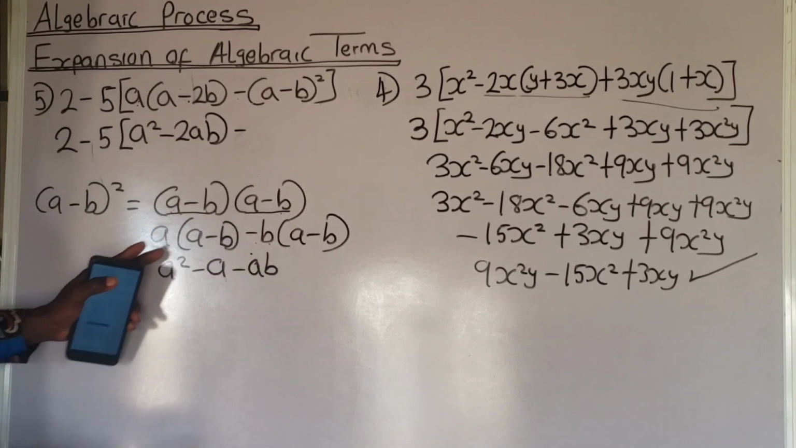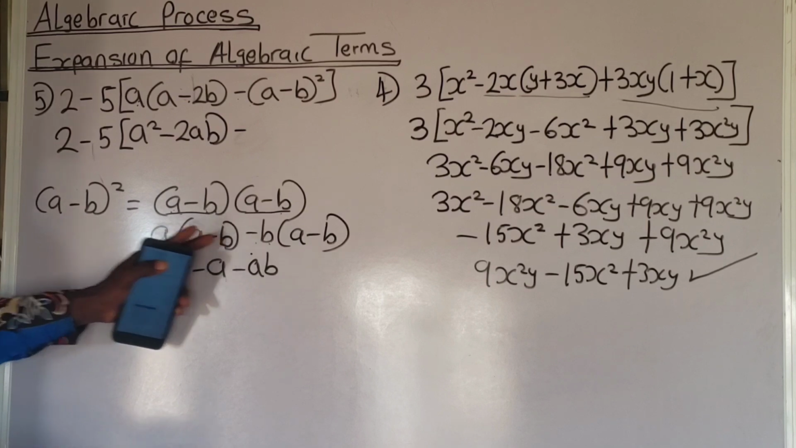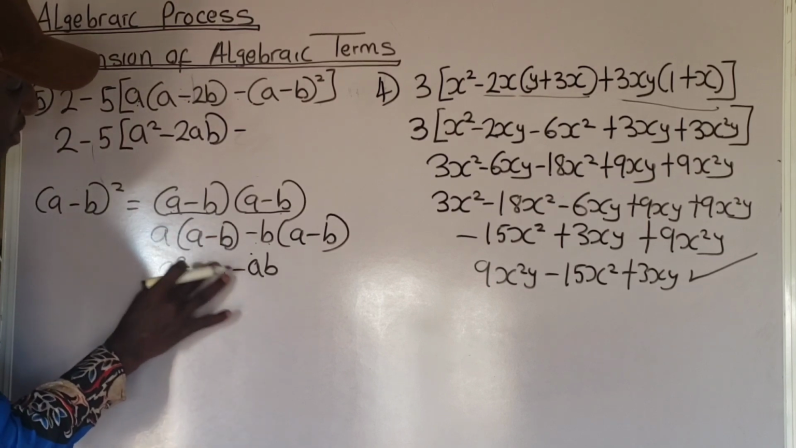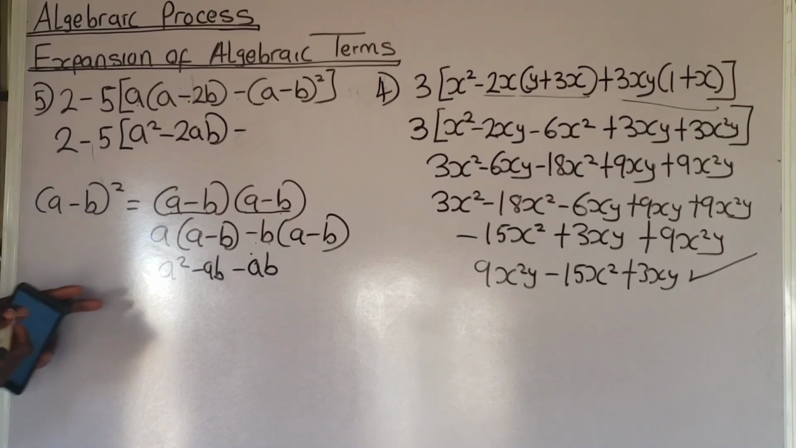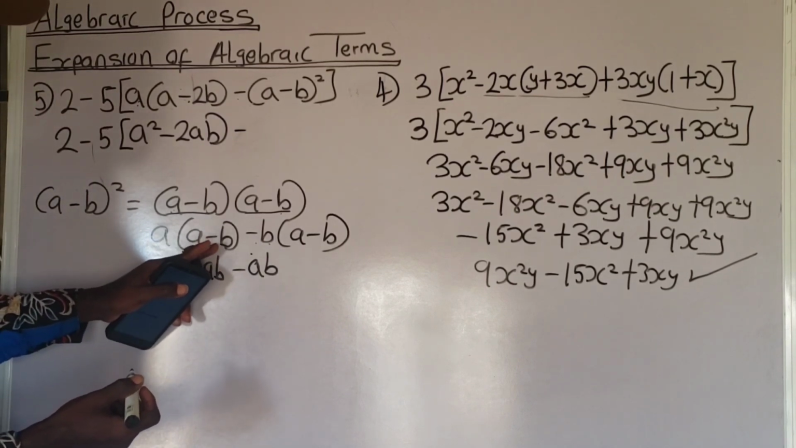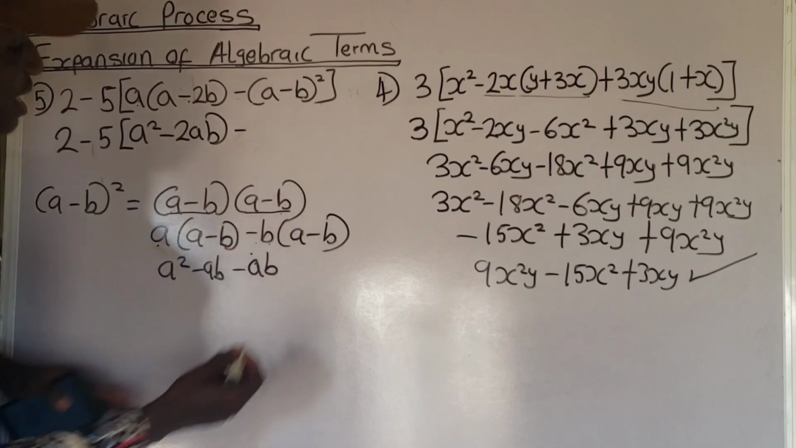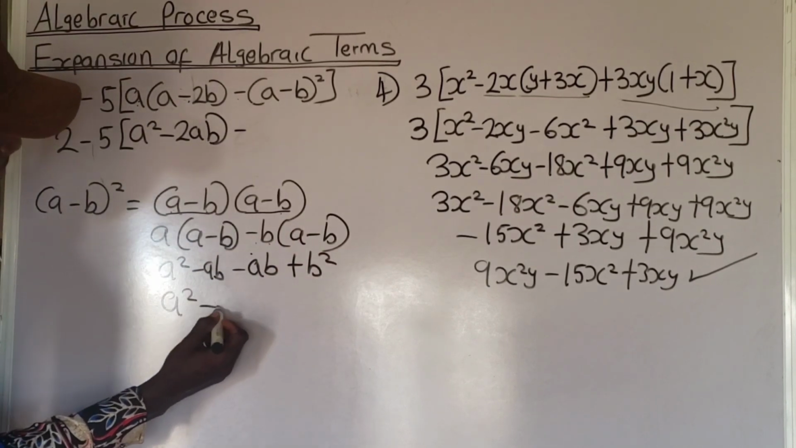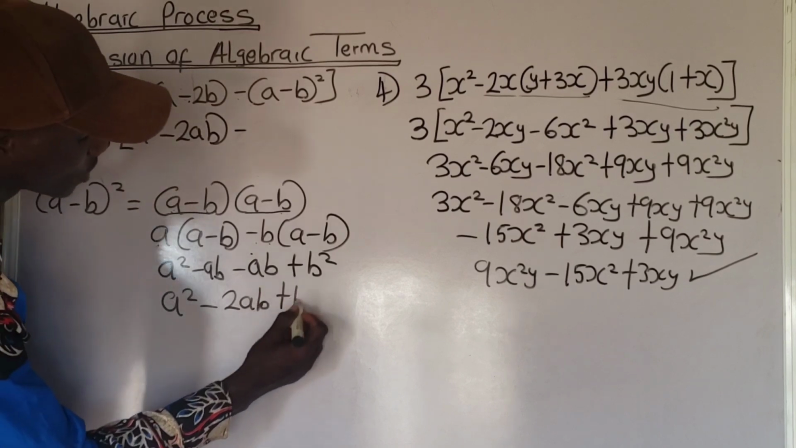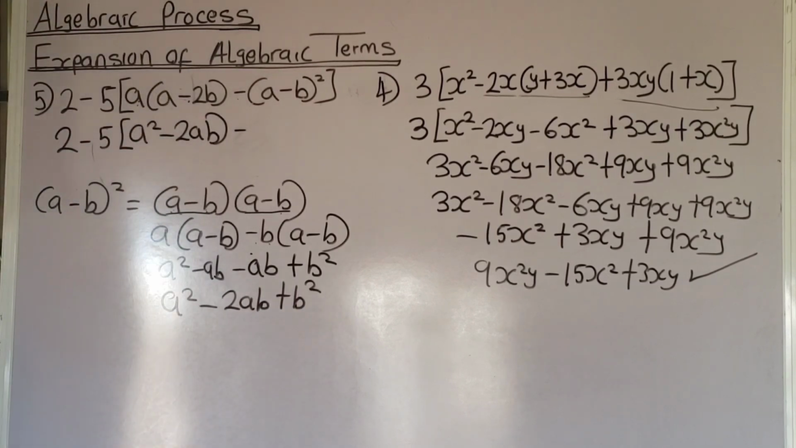Do you understand? So a times a is what? A squared. A times negative b, that is negative ab. So for this, I'm going to have negative b. Negative b multiplied by negative b, that is what? Positive b squared. For this, I'm going to have a squared minus 2ab plus b squared. That is the expansion of a minus b squared. Now, having known that the expansion of this is this, let me put it inside the bracket.